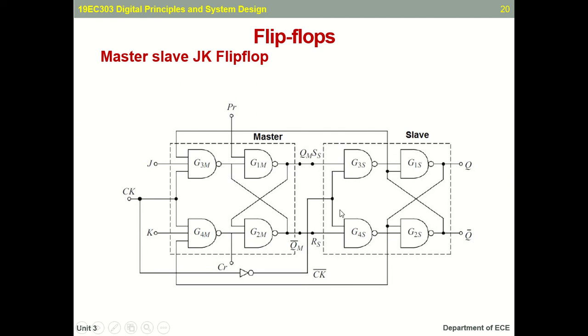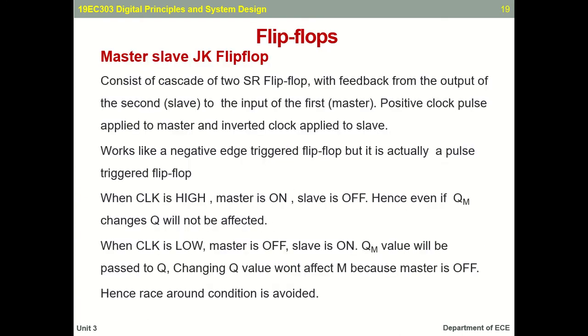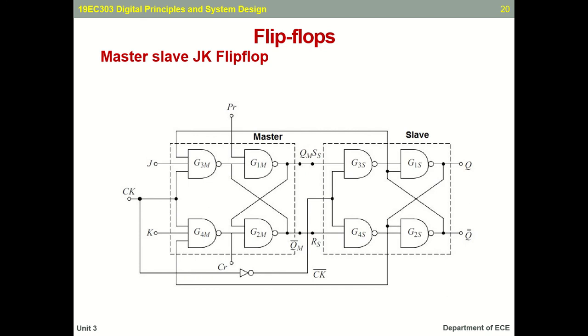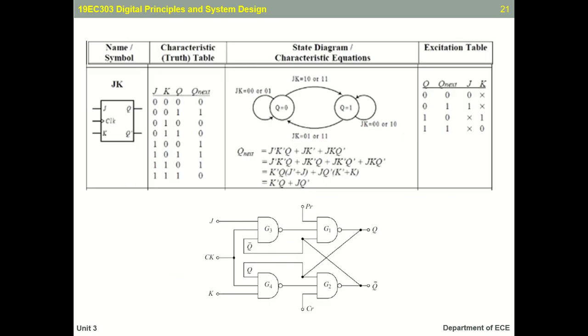When your clock is 0, your slave will be on. Your output change won't affect the master because master is already off. So that is what is given here. Hence, race around condition can be avoided. The race around condition, that 1-1 condition, could be avoided using this type of master and slave configuration. See here, we are using two SR flip-flops conveniently to make it.